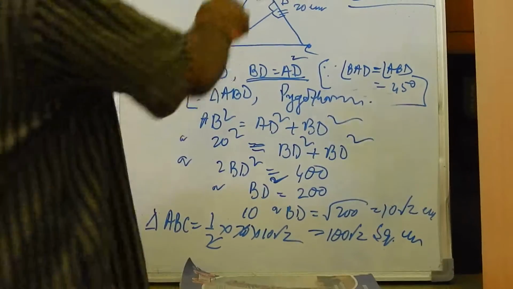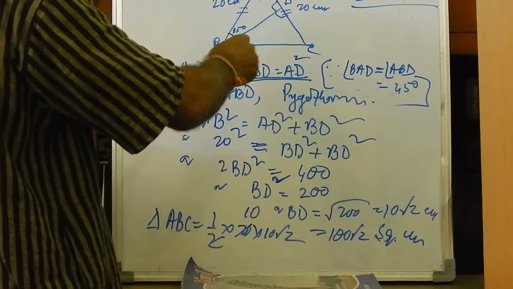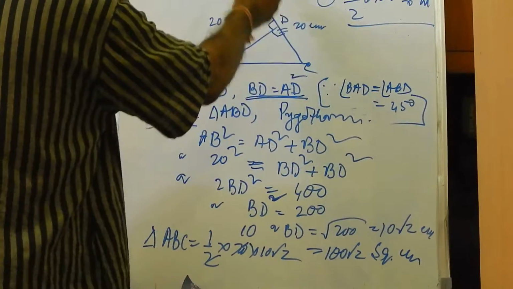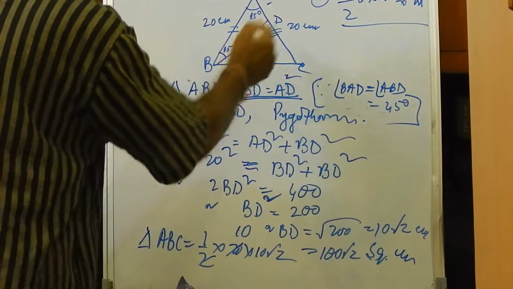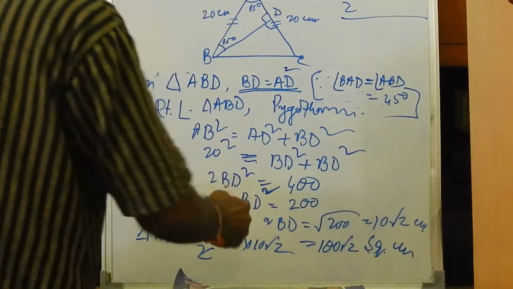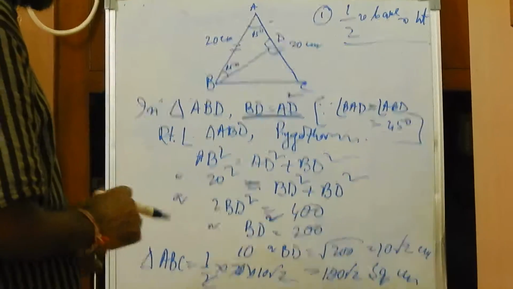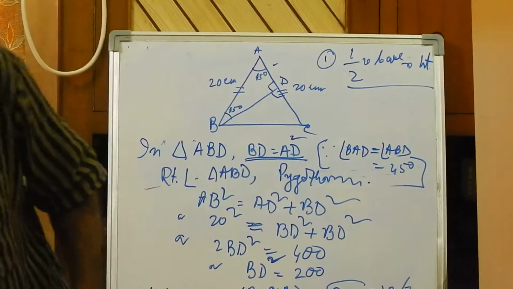Now it is very easy to find the area of the triangle. Equal to half into the base, which was already given, AC 20 centimeter, and BD, that means the height, which was already deduced, 10 root 2, equal to 100 root 2 square centimeter.